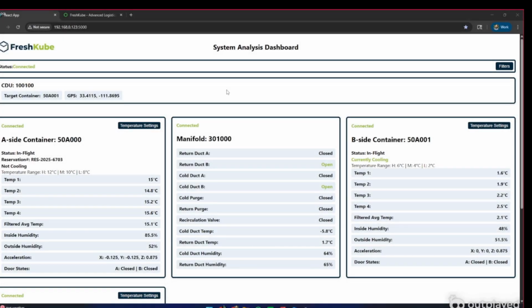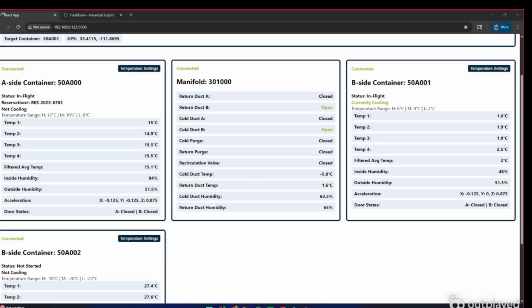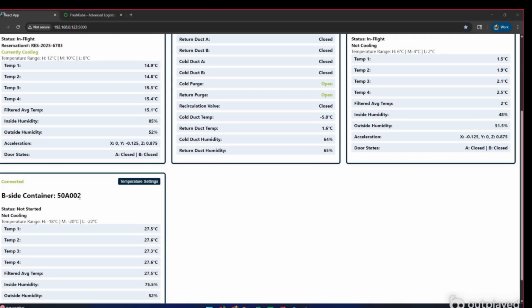This is the system analysis dashboard, which is the local interface that allows us to see all the devices connected to the mini container and their current conditions. In this case, we can see the three mini containers that we saw before, where 00 and 01 are connected directly to the CDU, and 02 is the one attached to the PCU.